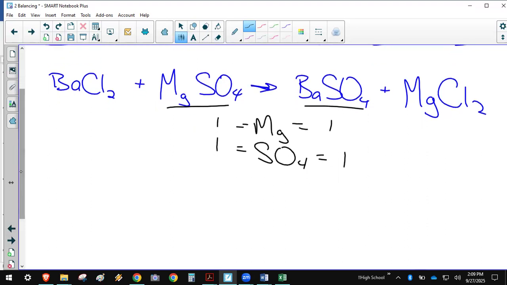If I then write out what's left on the left-hand side, because that's the side I started on, the reactant side, I have barium and I have chlorine. And barium has 1 on both sides. And chlorine has 2 on both sides. In a case like this, where we notice everything is already balanced, I didn't have to put any numbers. I don't have to multiply everything. It's already balanced. You don't have to do anything.